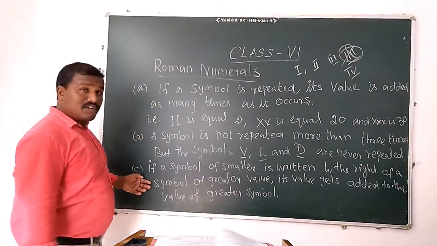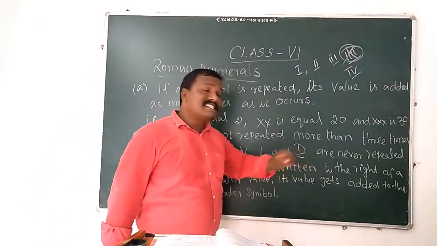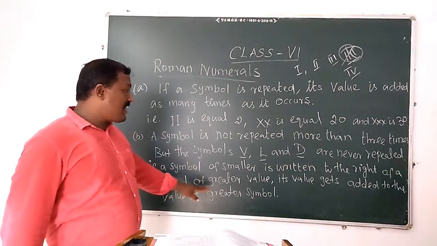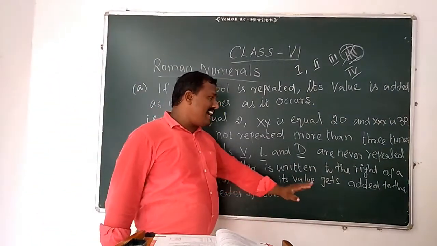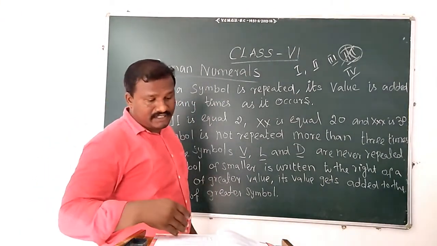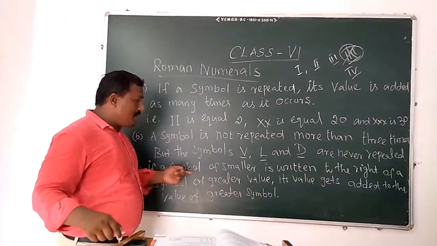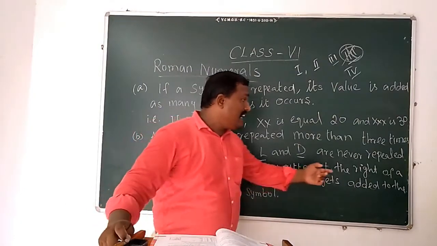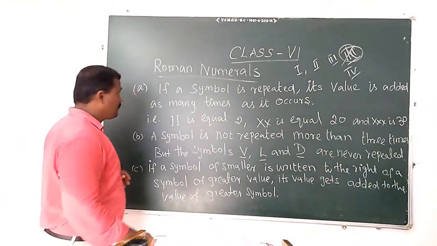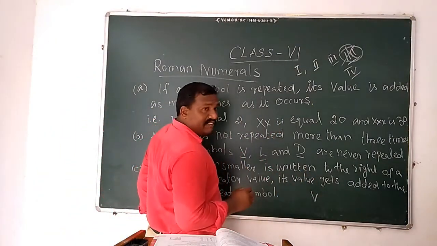Okay. Then the third rule: if a symbol of smaller value is written to the right of a symbol of greater value, its value gets added to the value of the greater symbol. They are giving an example. What does the rule say? A symbol of smaller value is written to the right of a symbol of greater value.